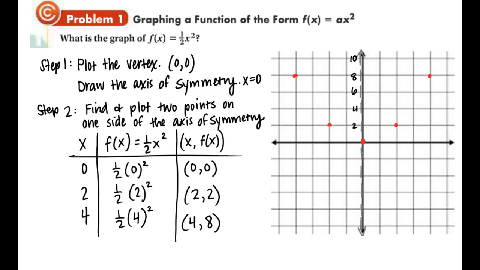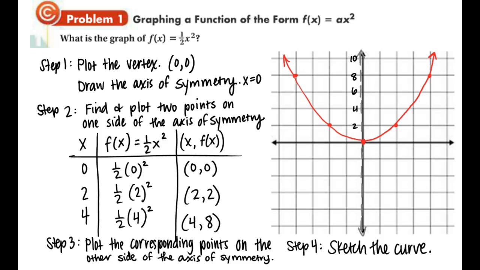So we have those points plotted now, and now we just need to connect and sketch the curve. So here we have the graph of f(x) = 1/2 x squared. Now we're going to formally discuss the transformations, reflection, stretch, compression, all of those that we have discussed in the past. We're just going to apply them to parabolas now.